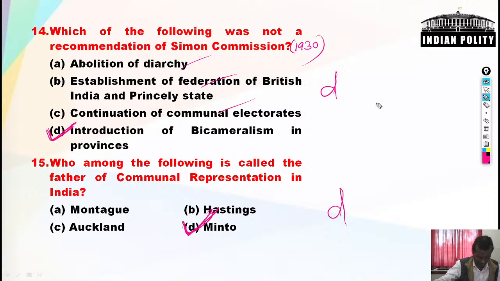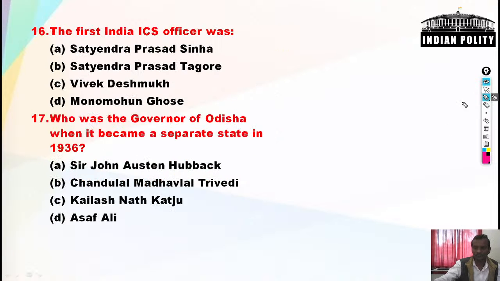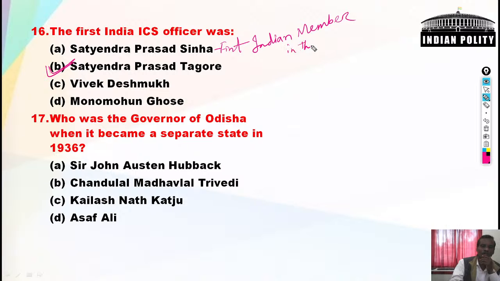Okay. Next, 16. The first Indian ICS officer, very easy question. So Satyendranath Tagore, and he was the first Indian member, the law member, in the Viceroy's executive council. Yes, 16 is B. Thank you.